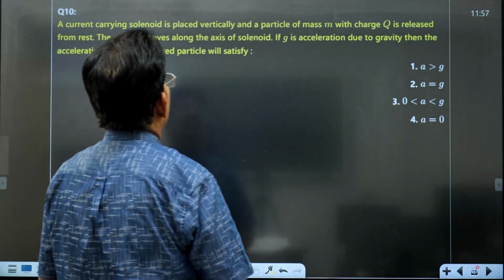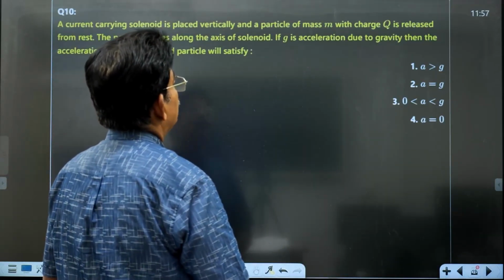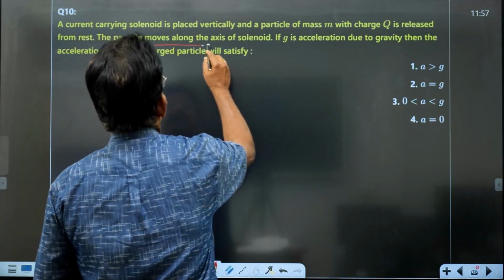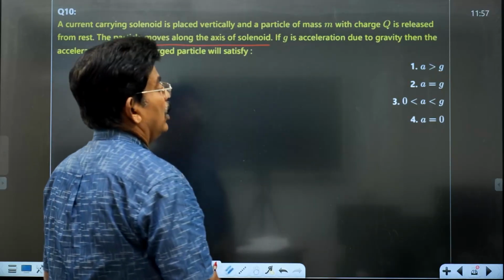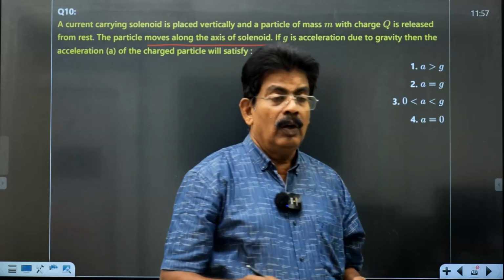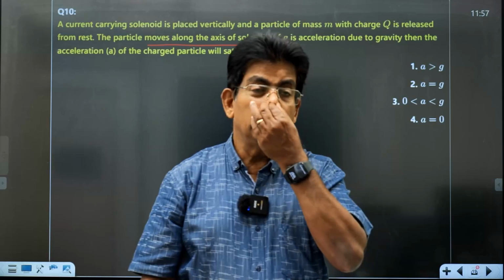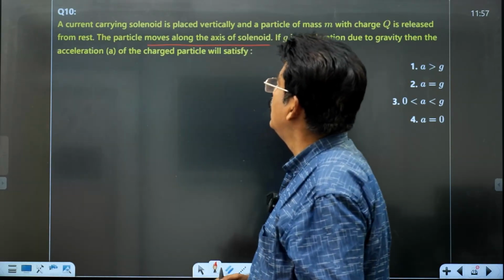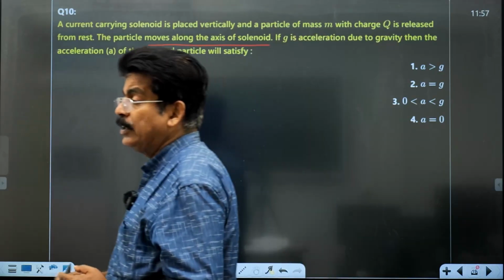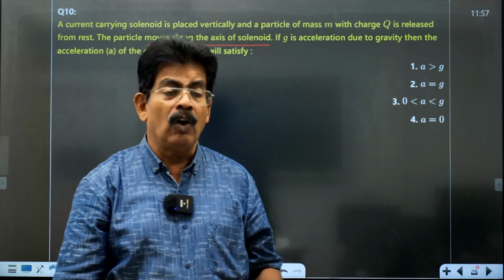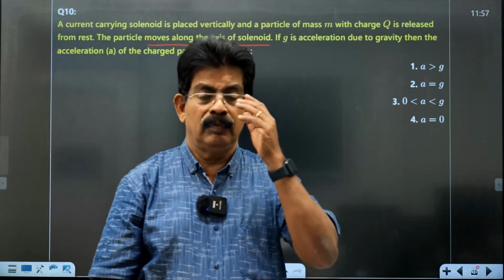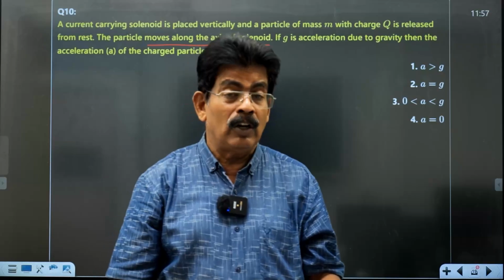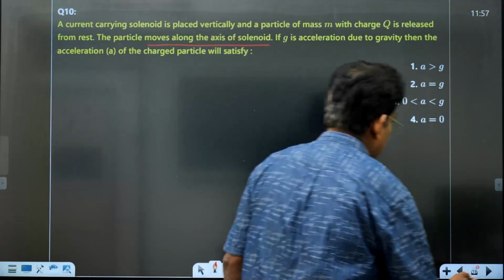A current carrying solenoid is placed vertically, and a particle of mass m and charge Q is released from rest. The particle moves along the axis of the solenoid. Note it down. Now, if there is some magnetic force acting on it due to the coming of the particle, it will not have a free fall, so the acceleration will not be g. Let us go to the explanation part, which is very clearly given.